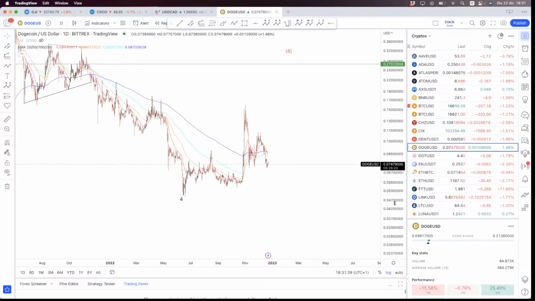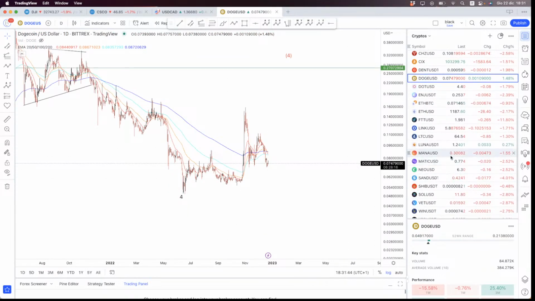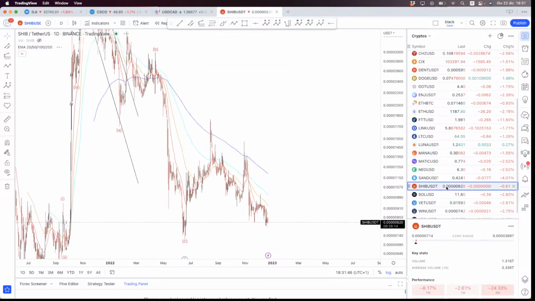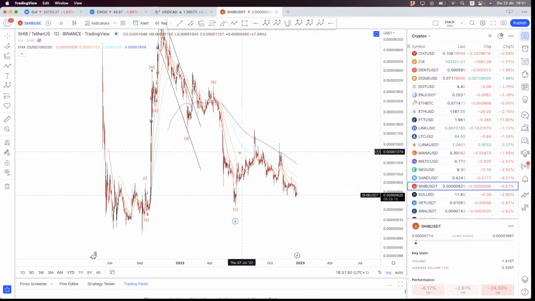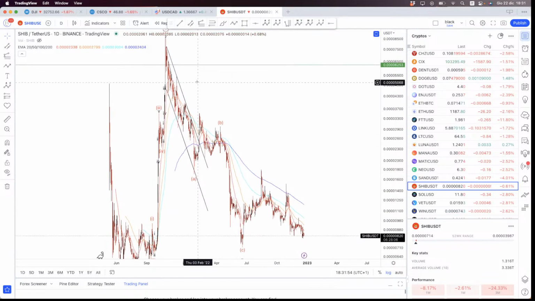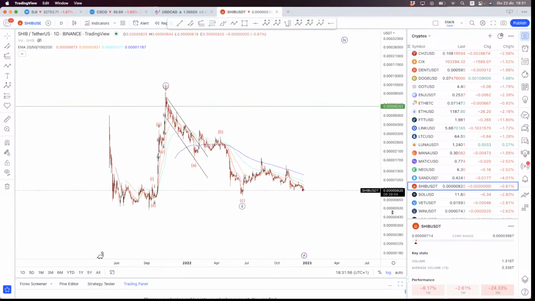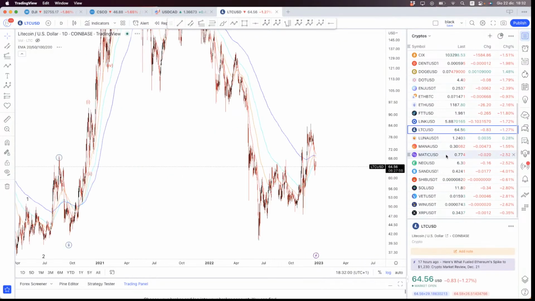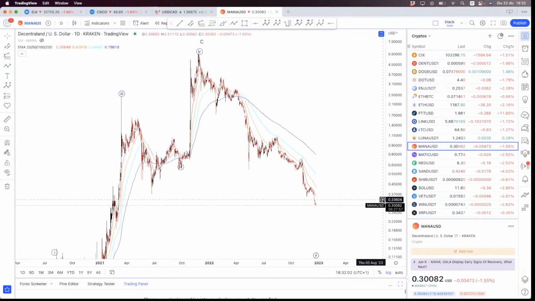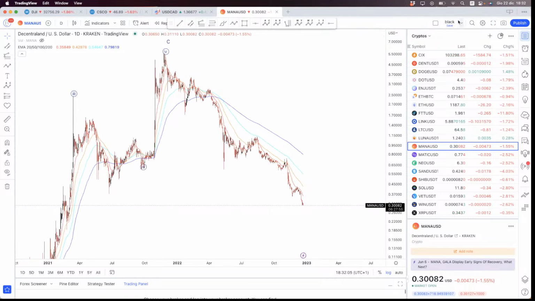Oh, Doge in the green. Look at this. Nice. Oh, Shiba. Oh yeah.